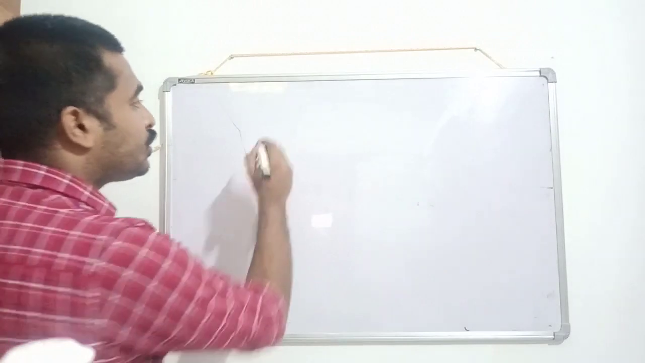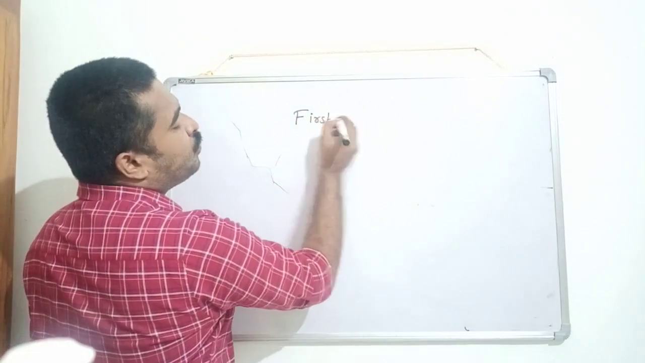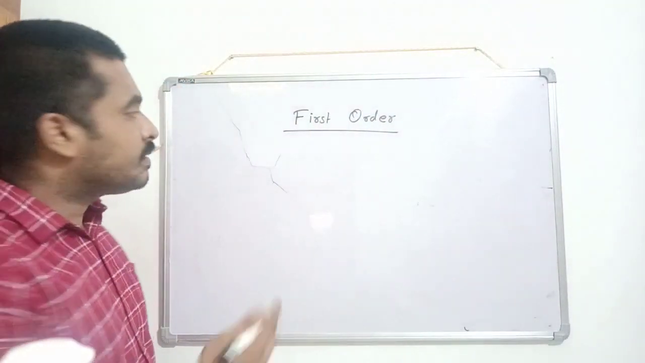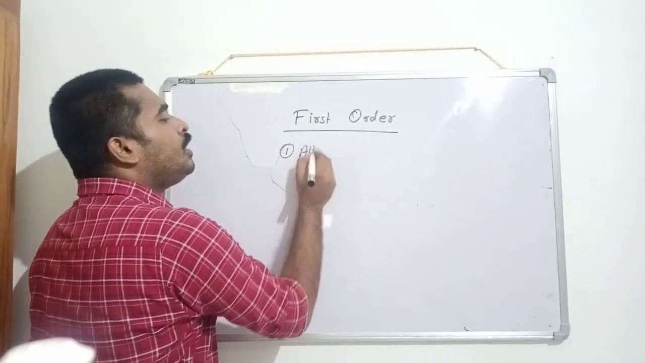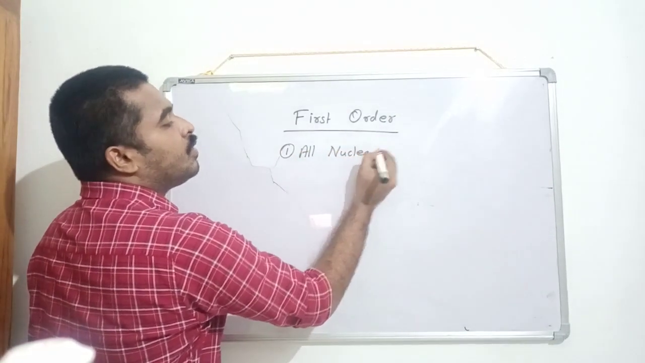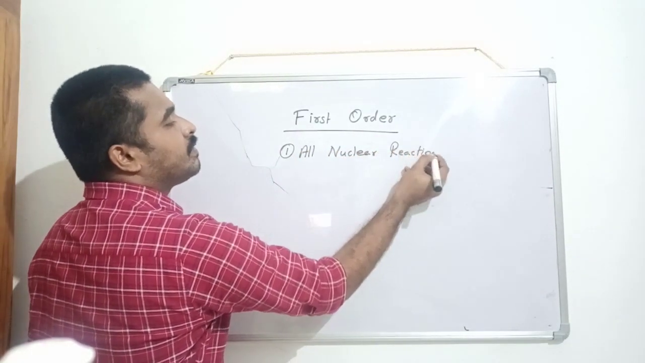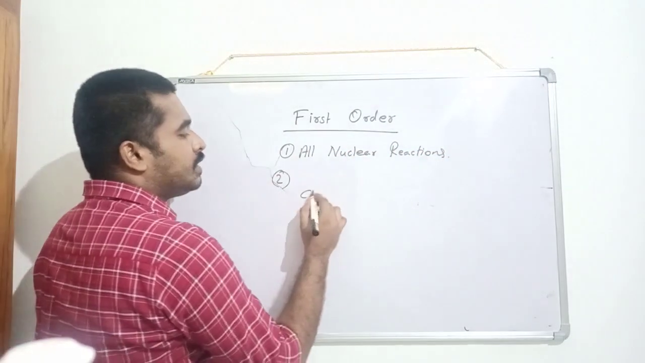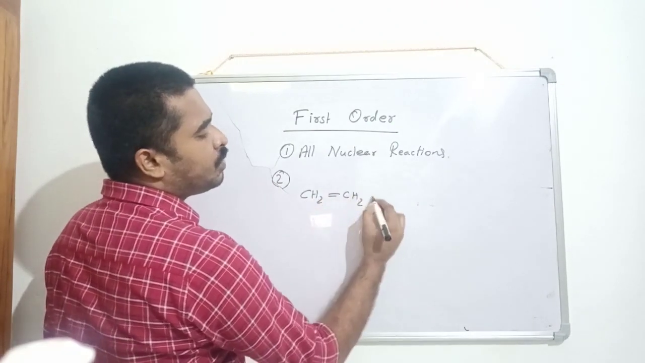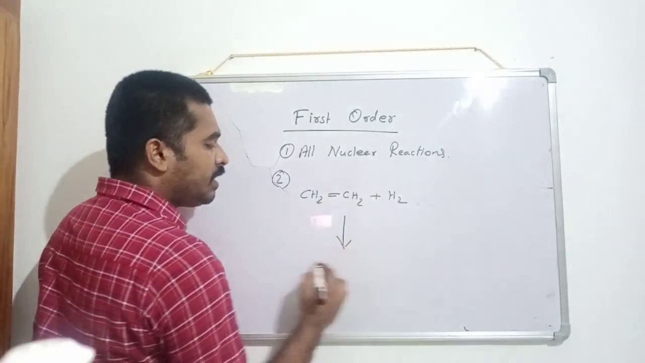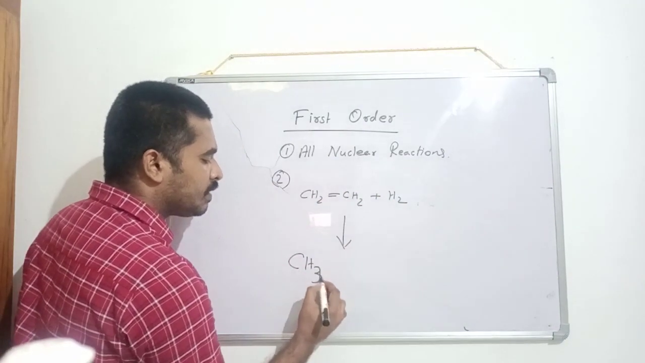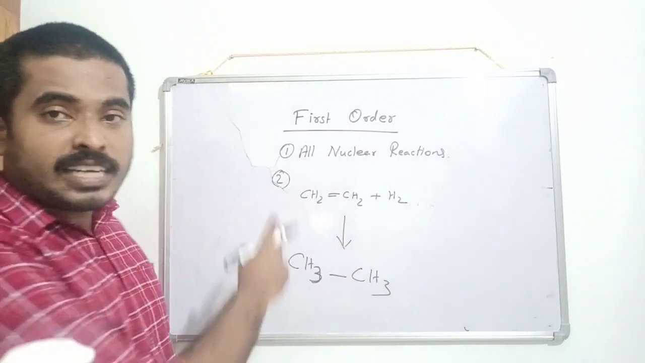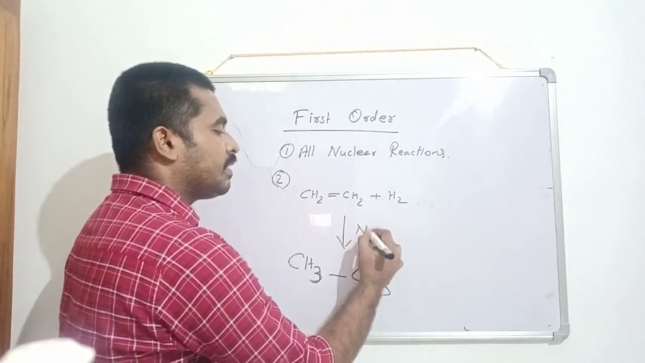Moving on, first order reaction. What are the examples for first order reactions? One, all nuclear reactions are first order. Two, CH2=CH2 plus hydrogen giving CH3-CH3. This is a first order reaction, a well known example for first order reaction.